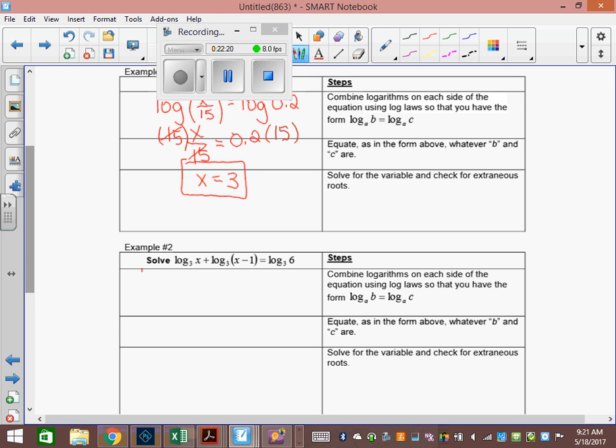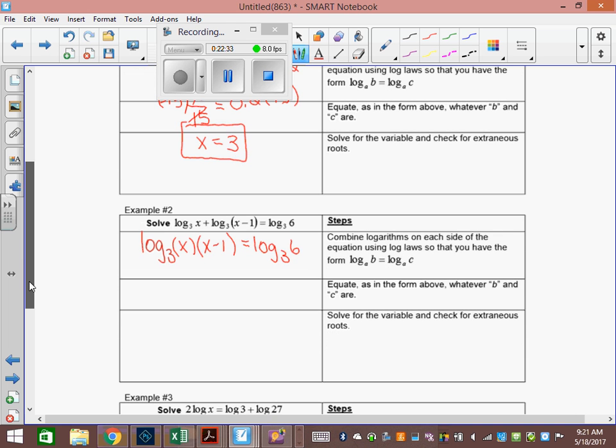So we're going to get log base 3, and then we have x times x minus 1, because they both have plus 1s in front, equals log base 3 of 6. This only works because they're the same log base as well. You couldn't do this if one was like log base 3, one was log base 7. You can say, oh, the somethings have to be the same. No, they don't. The bases were different. So they always give you the same base, obviously.